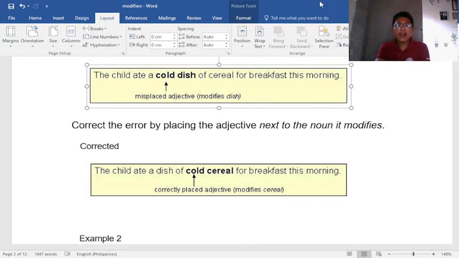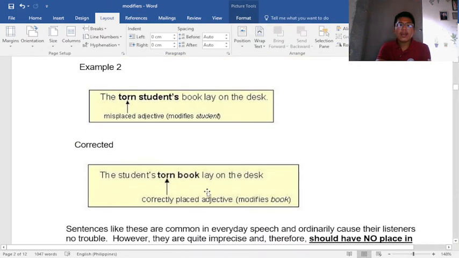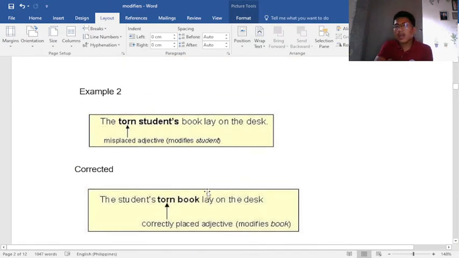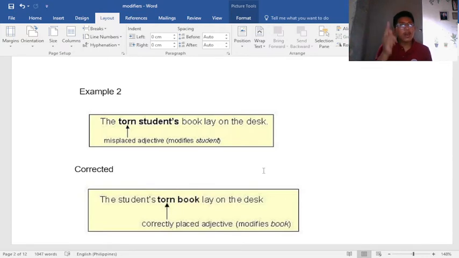We have here the example number 2. The torn student's book lay on the desk. Okay, let's try to analyze the particular statement. The torn student's book lay on the desk. If we're going to analyze the word torn, it is an adjective which describes the word student's. Question, is it the student being torn? So you might wonder, it's vague. It's ambiguous. So it would be unclear.